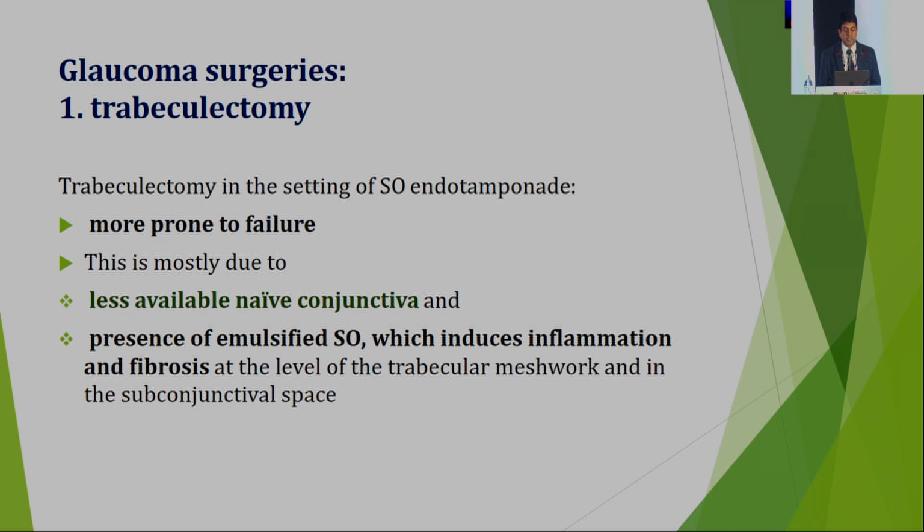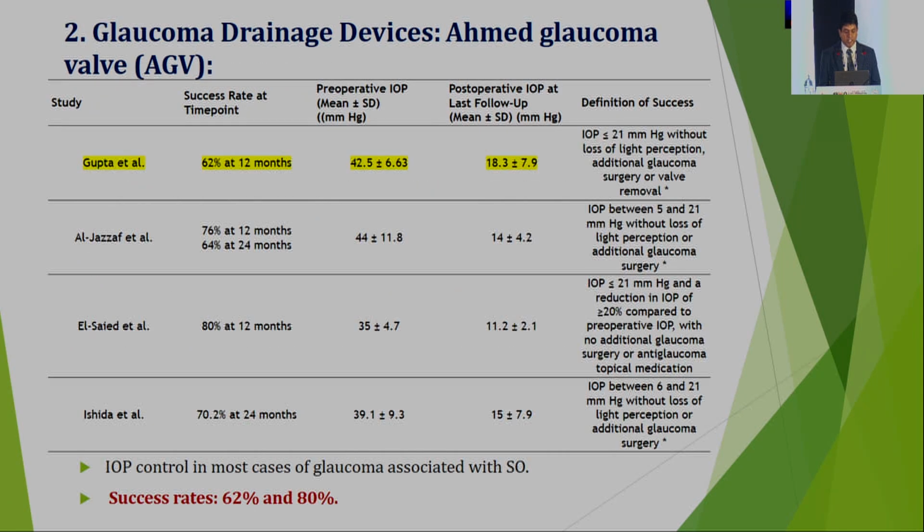So what are the glaucoma surgeries? Trabeculectomy, as I discussed before, is most of the time more prone to failure because there is less available native conjunctiva, and the presence of emulsified silicone oil can induce inflammation and fibrosis at the level of the trabecular meshwork as well as in the subconjunctival space. So the best option will be the glaucoma drainage devices.